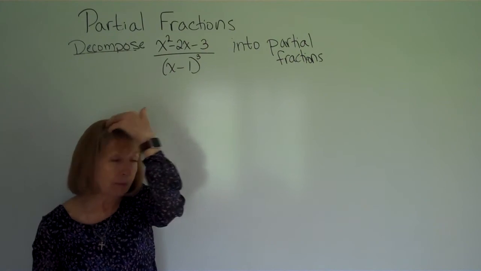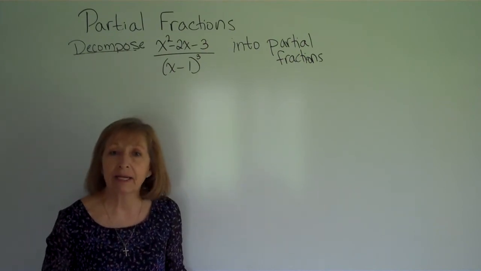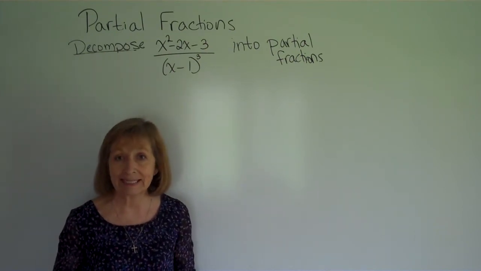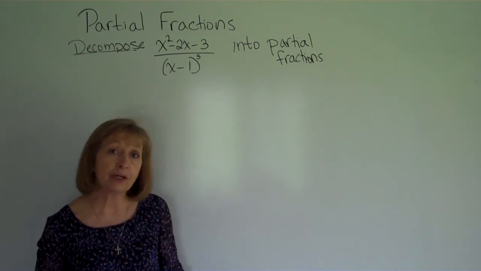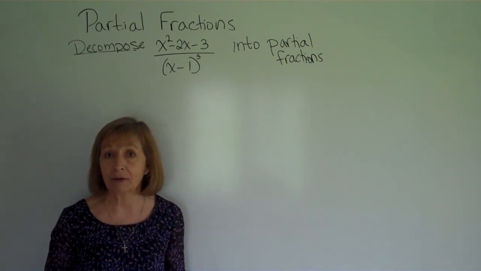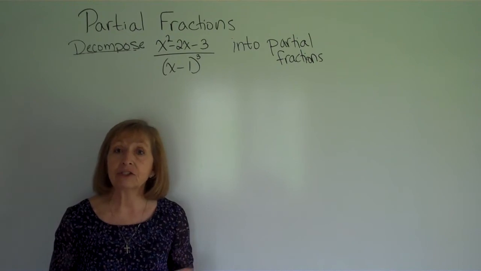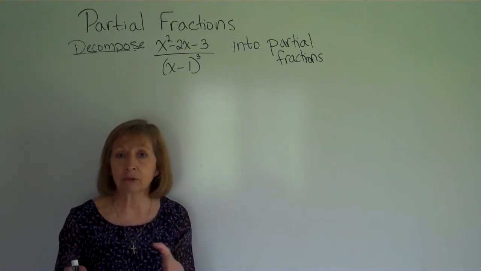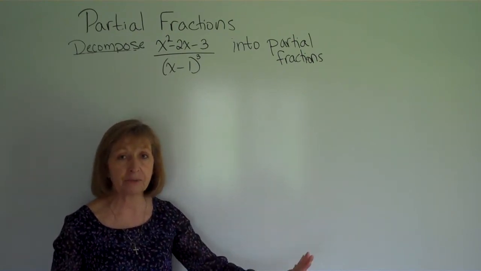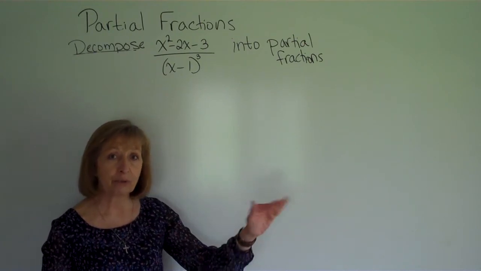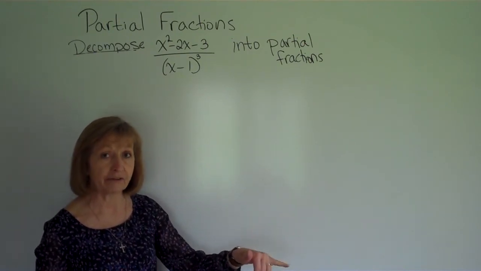Now remember, when we first start out, we want to compare the numerator's power with the denominator power. If the numerator power is the same or bigger than the denominator, we need to do the division to write the quotient plus, and then do partial fractions on the remainder over the divisor portion of it.